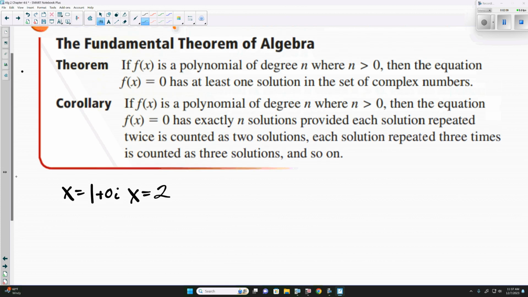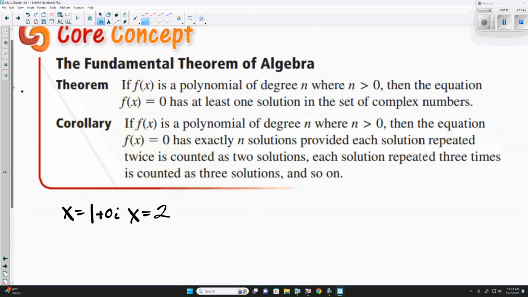Now, the more important piece is the corollary of the fundamental theorem of algebra. If we have a polynomial of degree n where n is greater than 0, then f of x equals 0 has n solutions. So the degree and the number of solutions are going to be the same, provided that we count any repeated solution the number of times it's repeated. So if a solution is repeated twice, we count it twice. If it's repeated 3 times, we count it 3 times. So every time it's repeated, we count it that many times.